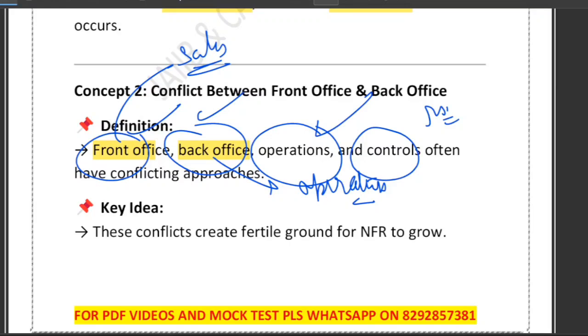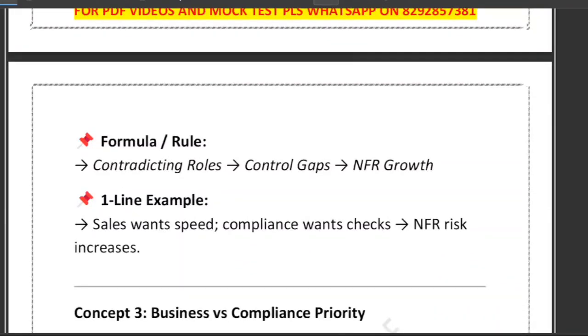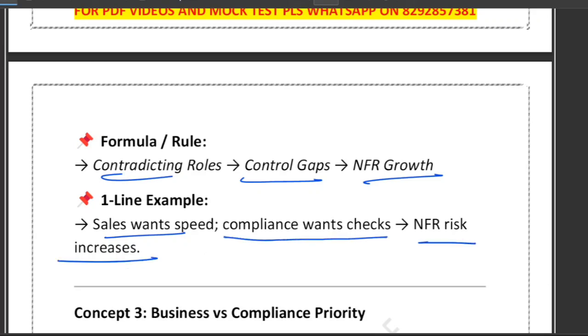So the rule is: contradicting rules cause control gaps, and control gaps cause NFR growth. For example, sales wants speed. Sales wants to approve a loan quickly, but compliance insists on full KYC checking. So this clash creates pressure and increases the NFR risk.